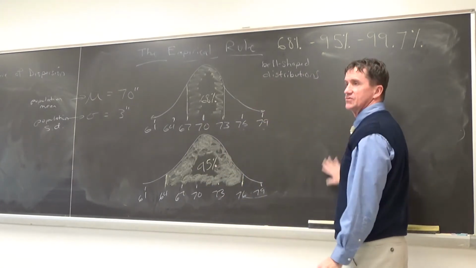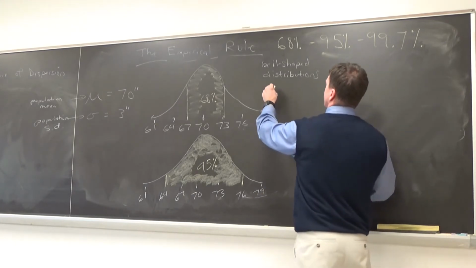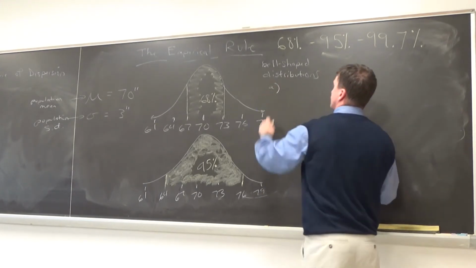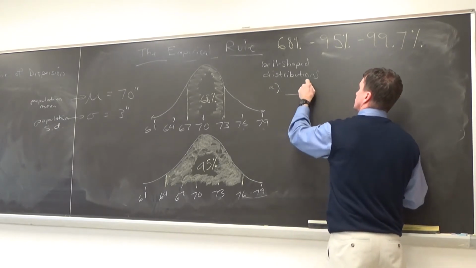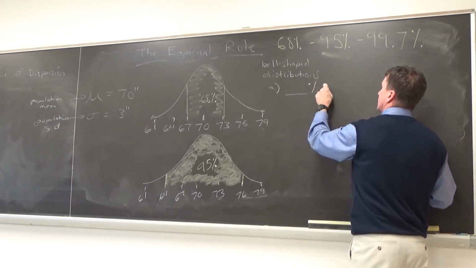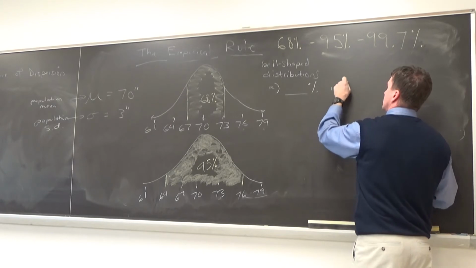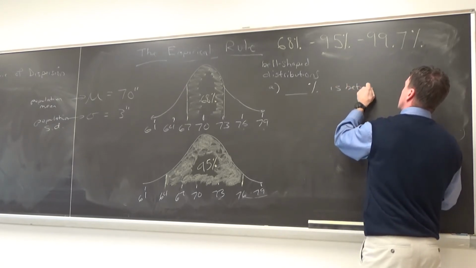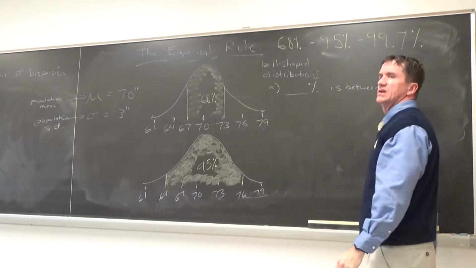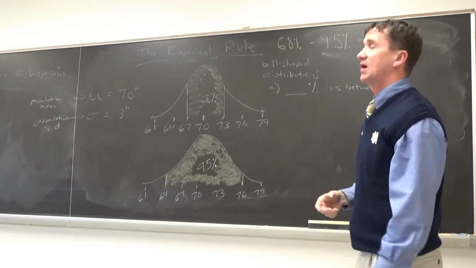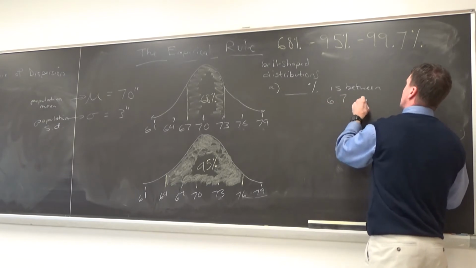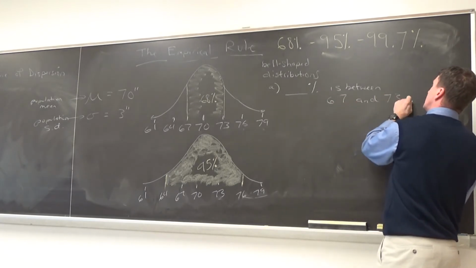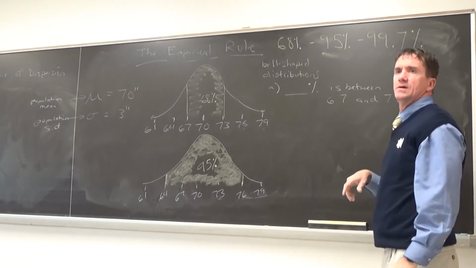So here come some questions for you. Letter A. Blank percent is between 67 and 73, question mark. You'll come up with this. And I'll tell you which problem this is in the book.